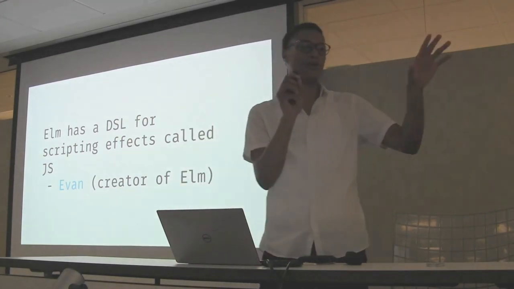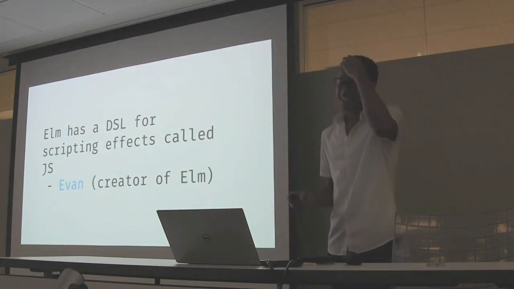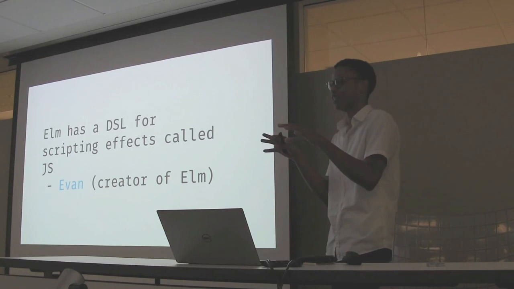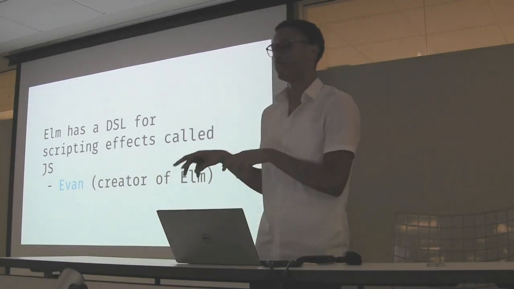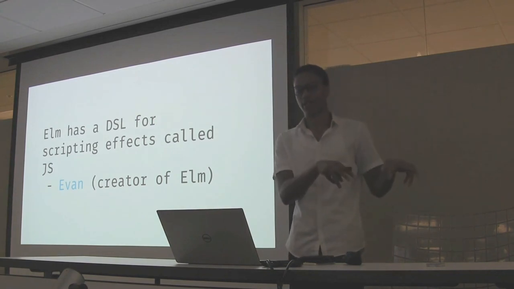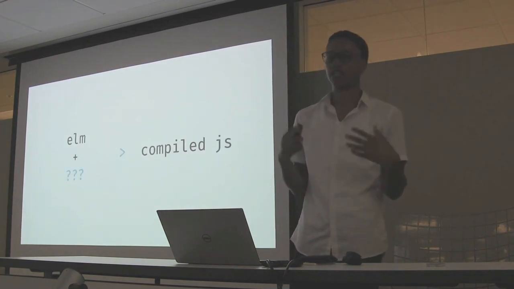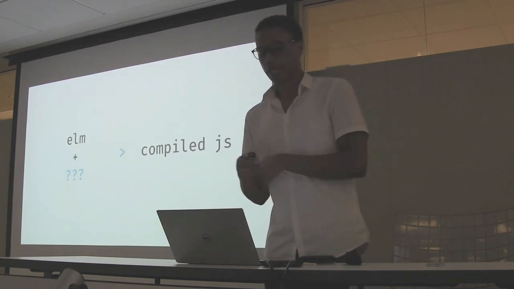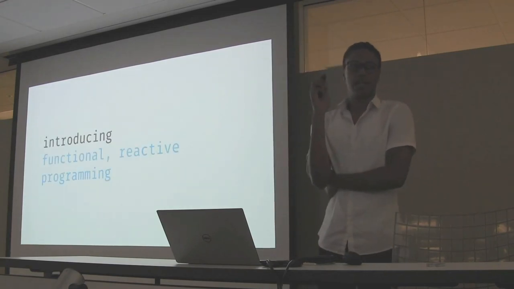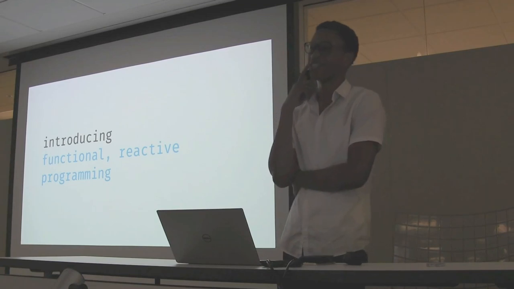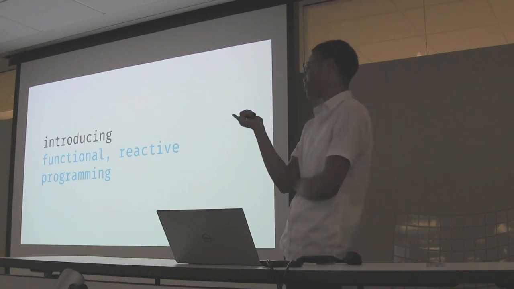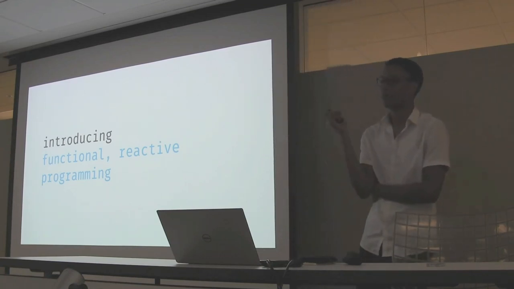But the point is that as long as the compiler knows how to do the mapping between the effect DSL and the compile target, then the effect DSL can be whatever. And so, this is the title slide. And if you're paying close attention, you may have noticed I haven't talked about this at all.